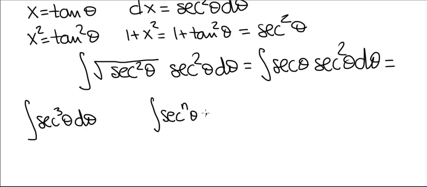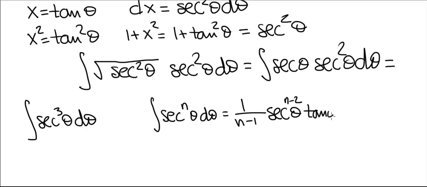The integral of secant to the n of theta d theta is equal to 1 divided by n minus 1 times secant to the n minus 2 of theta times tangent of theta, plus n minus 2 divided by n minus 1 times the integral of secant to the n minus 2 of theta d theta. The reason it's called a reduction formula is because the integral on the right, the power of secant, is reduced by 2 from that on the left.